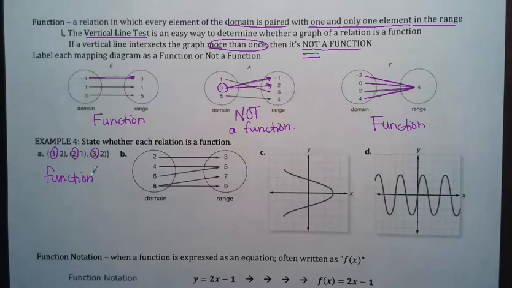Okay, if we look at this one, do any numbers stand out? You might think 5 stands out because two numbers go to 5, but 4 goes to 5 and 6 goes to 5. That's okay. The 8 is the problem, right? Because it goes to 7 and to 9. So this one is not a function.